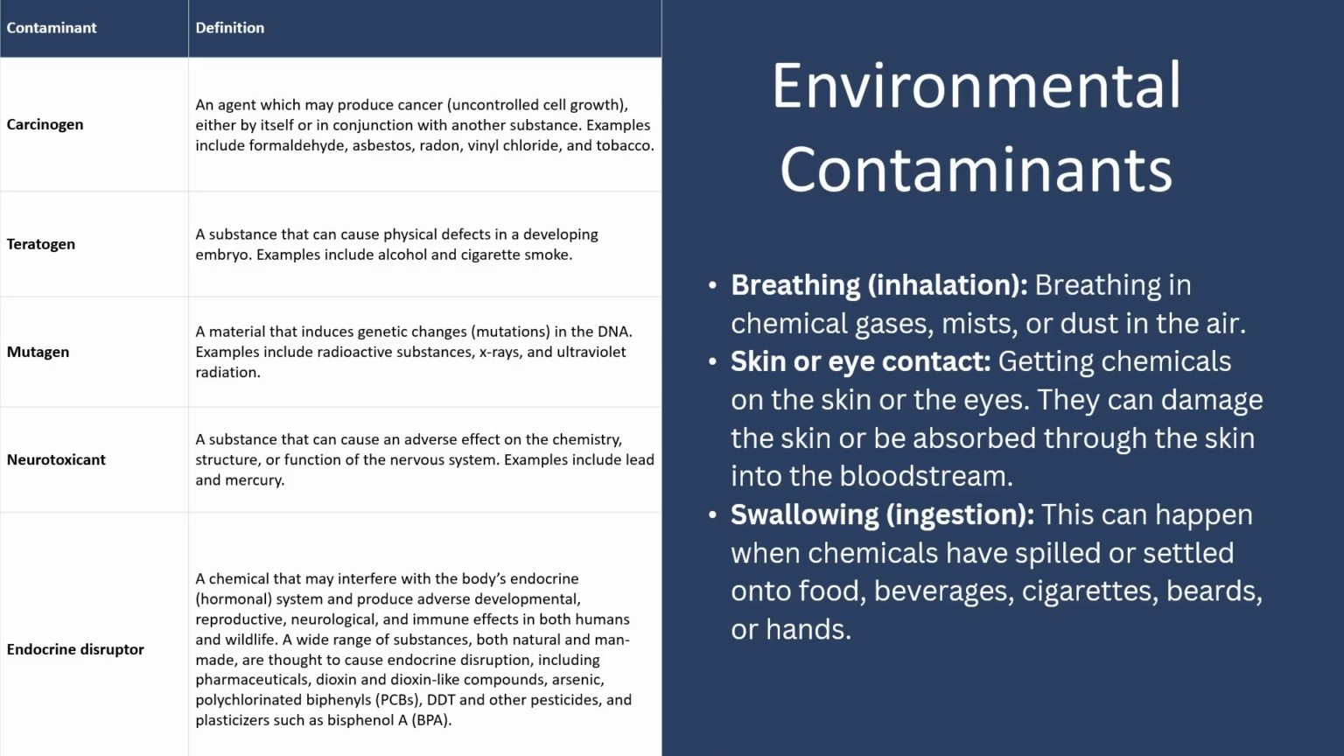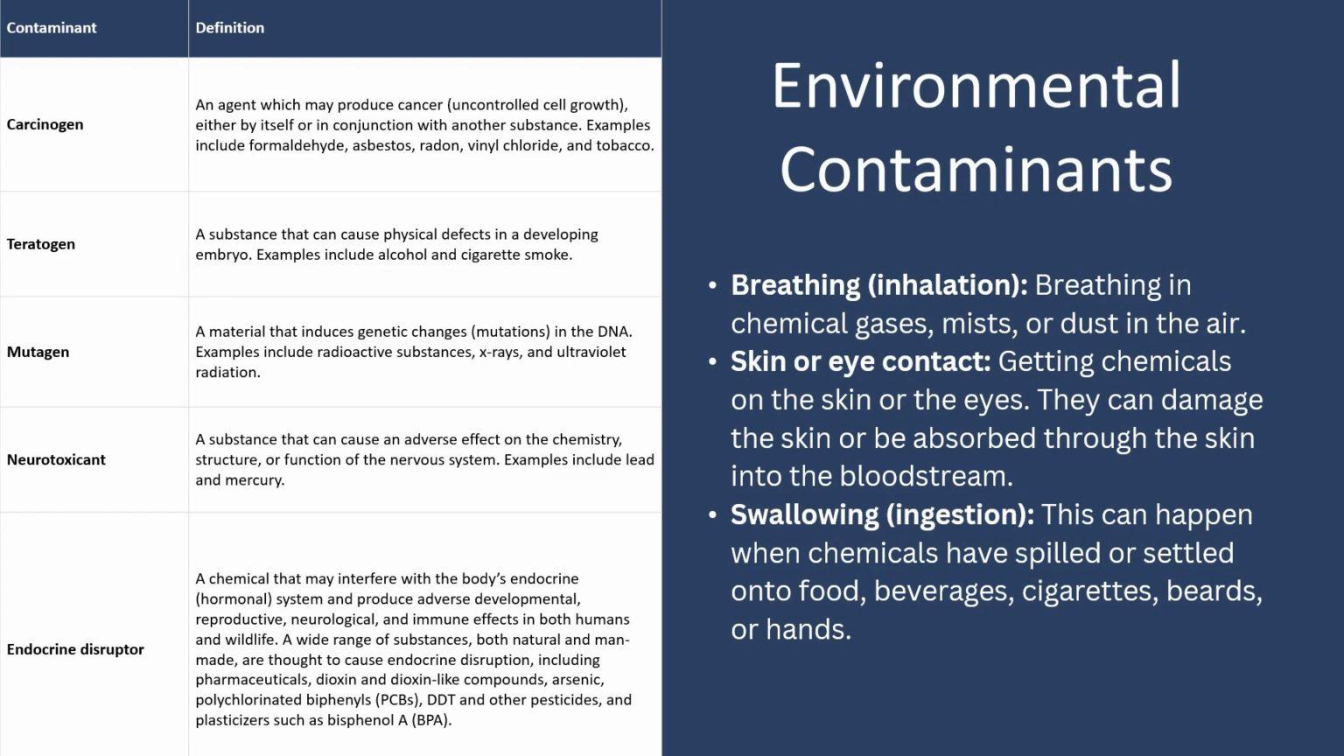Moving on to environmental contamination. Humans can be exposed to environmental toxins in several ways: by breathing them in, by absorbing them through the skin or eyes, or by ingesting them either directly in food and water or indirectly through hand-to-mouth transfer.